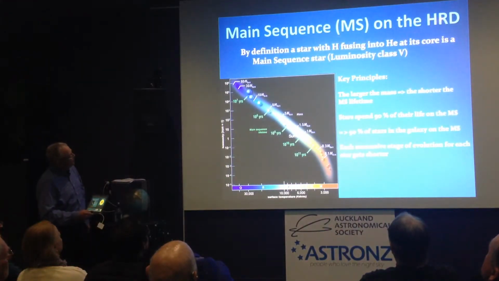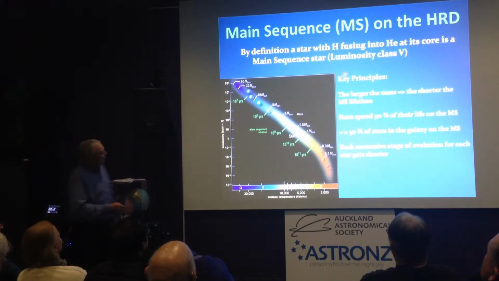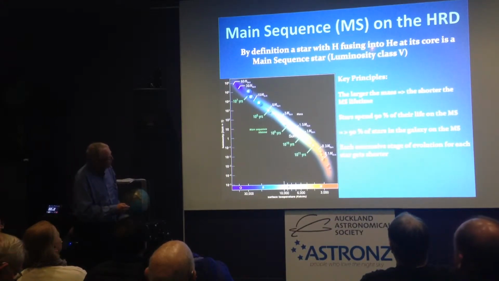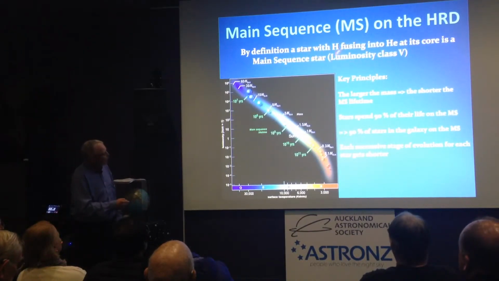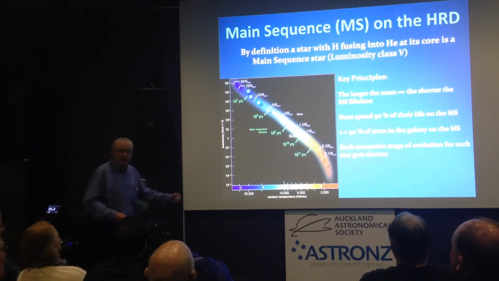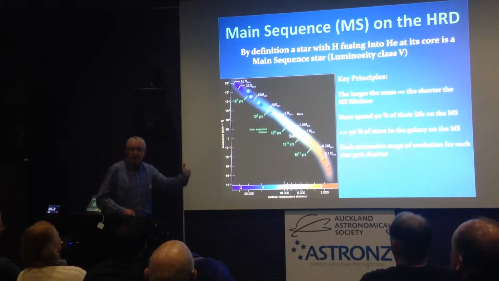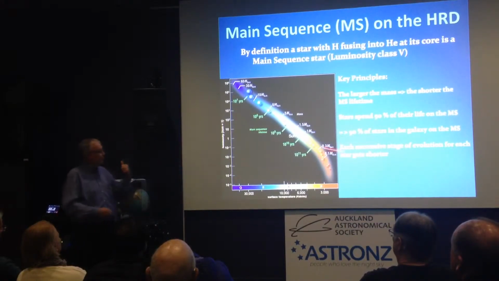Okay, so we're still on the main sequence. What does this look like on the Hertzsprung-Russell diagram? Just recapping, by definition, a star with hydrogen fusing into helium at its core defines a main sequence star. We mentioned it's luminosity class 5. So if you ever see the name of a star given with a spectral class, and it has a Roman numeral 5 after it, that immediately tells you that star is on the main sequence.